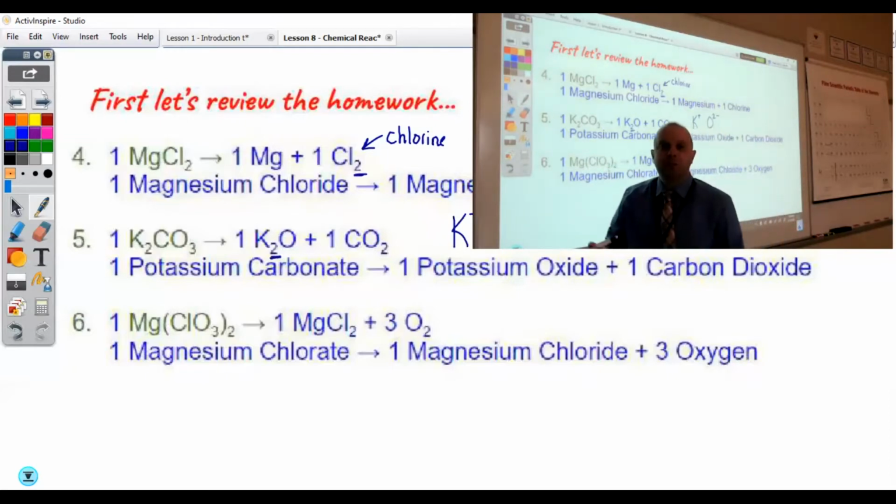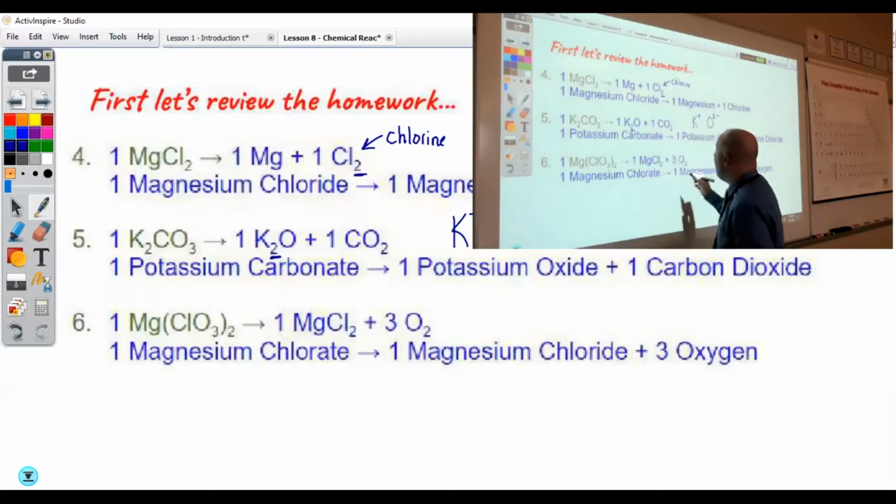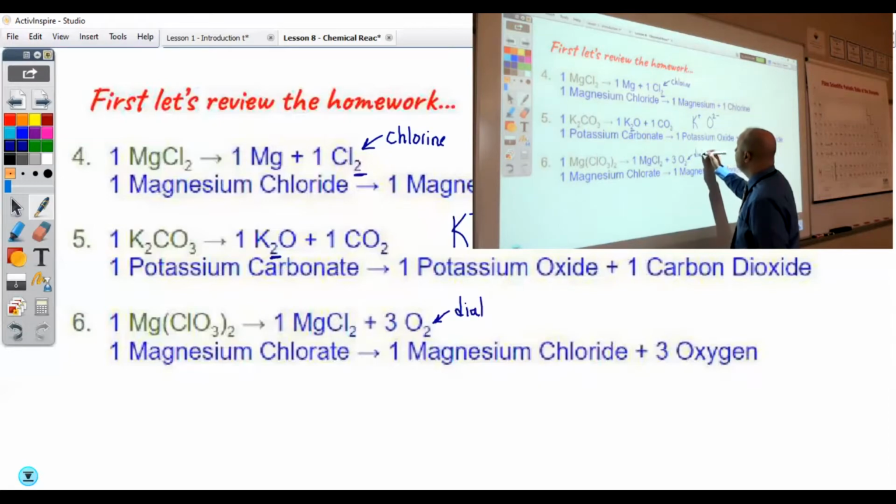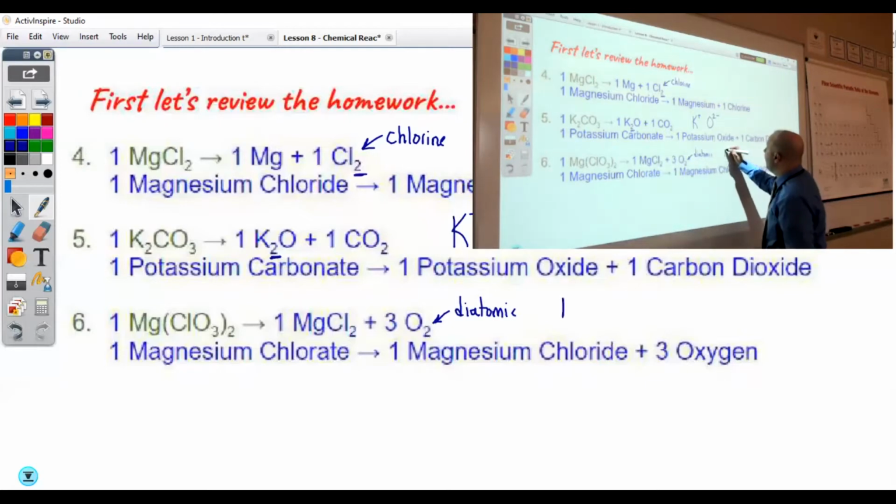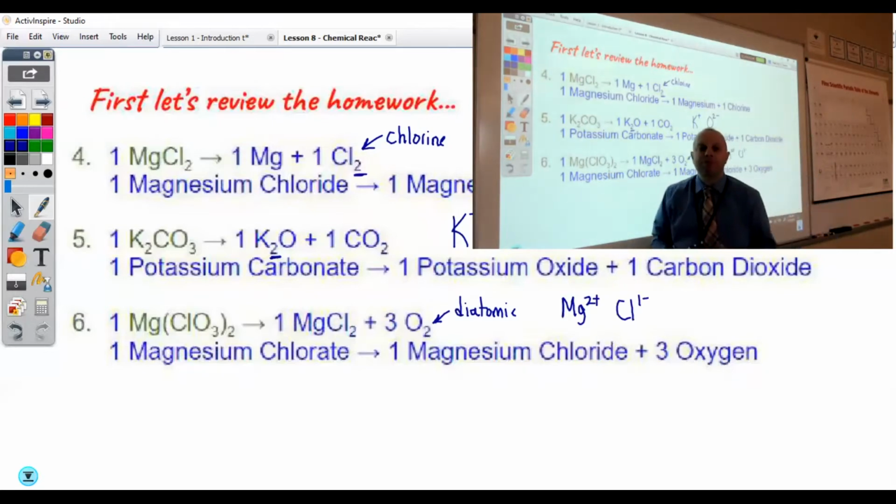Remember that chlorates break down into metal chlorides and oxygen. Oxygen, again, is another diatomic, which is why we need the 2 down there. And in this case, our metal chloride is magnesium chloride. So magnesium is a 2+ charge, chloride is a 1- charge. So we need 2 copies of the chloride in order to balance that out.